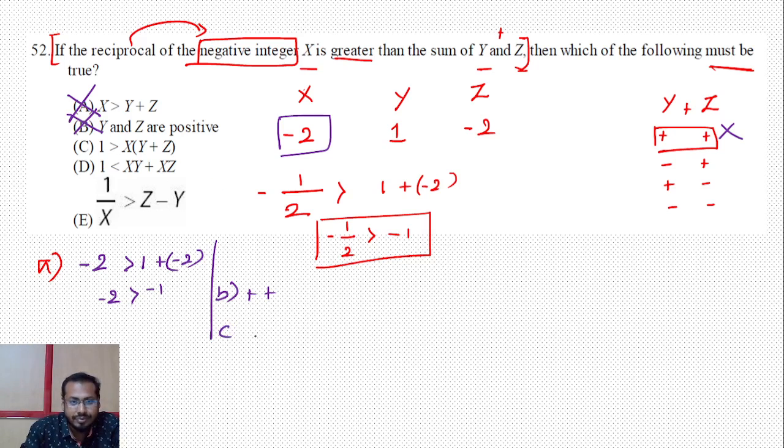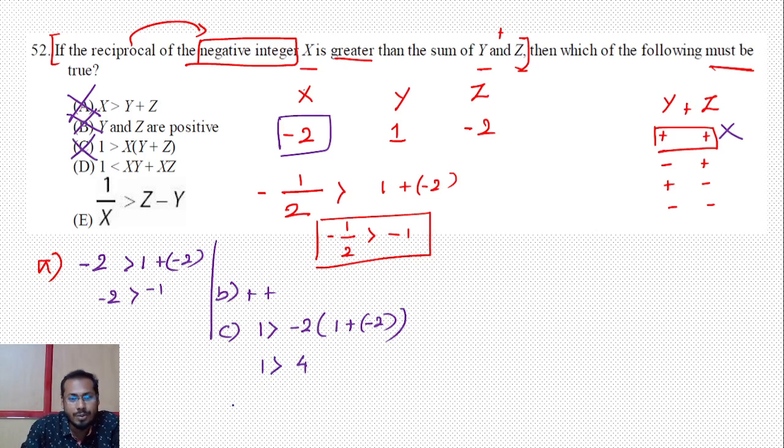Option C. Option C is 1 is greater than x times y, where x is negative 2, y is 1 plus minus 2, right? So now look at this, minus 2 into 1 is minus 2, minus 2 into minus 2 is 4. Look at this, 4 is less than 1? No. So option C also wrong.